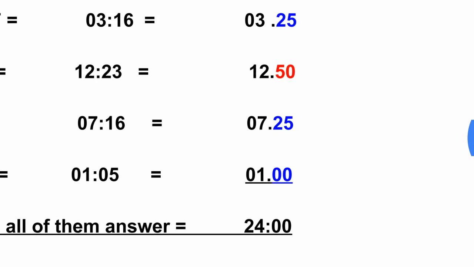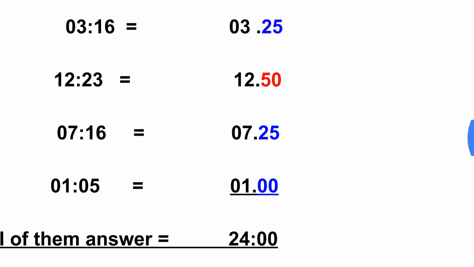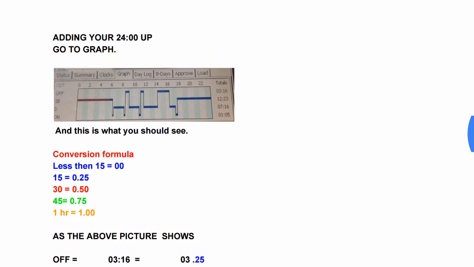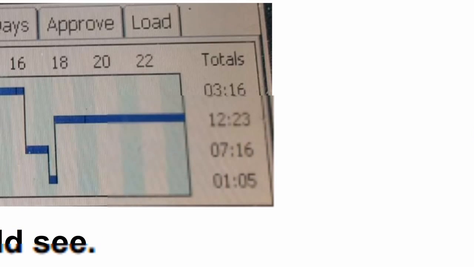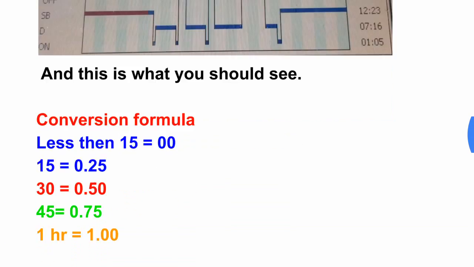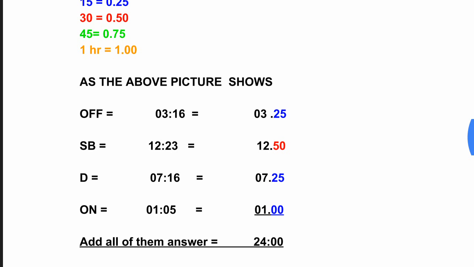Now you just go and add it up. As you can see, 5 plus 5 is 10, carry 1, and then you've got 5 plus 2 is 7, plus 2 is 9, plus 1 is 10, 0. You go up, and then you've got 7, 8, 9, 10, 11, 12, 13, plus 1 is 14, 24. So to get your 24, it's very simple. You go to your graph, you get this, you write it down, you use this conversion formula, and you get your 24. Your 24 is that simple.